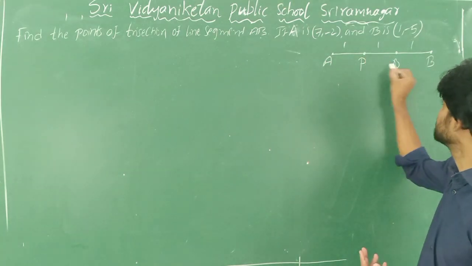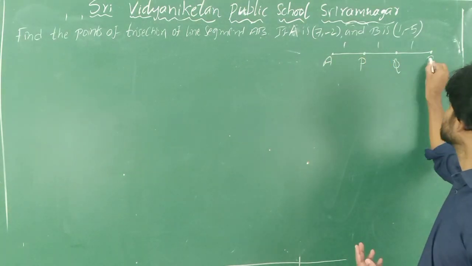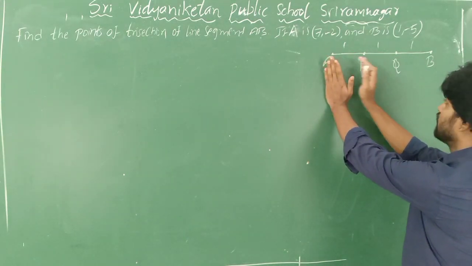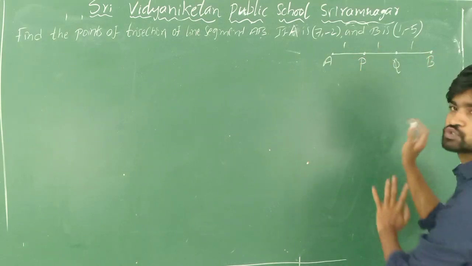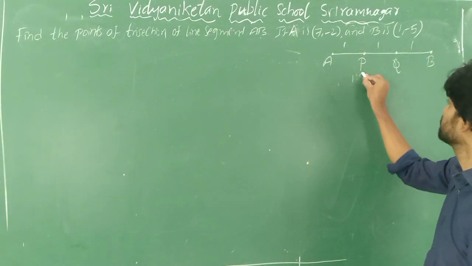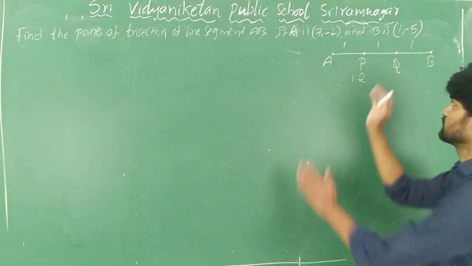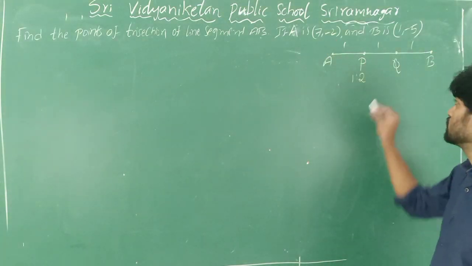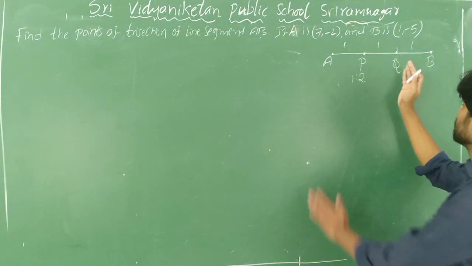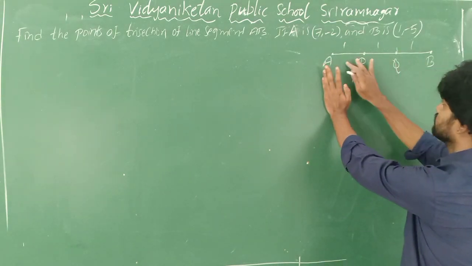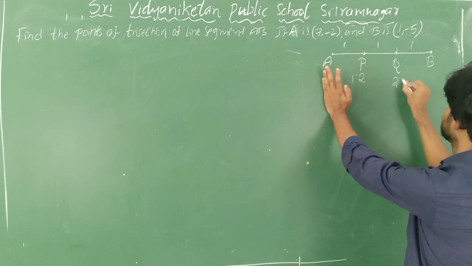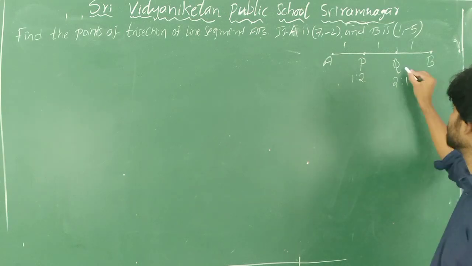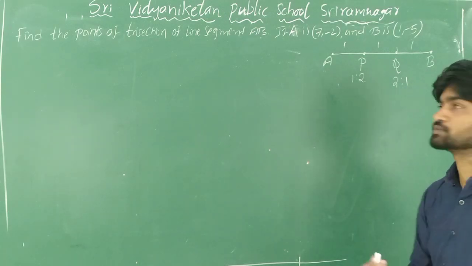Now in which ratio does this P divide AB? How many parts are there here? 1 part. After P, how many parts are there? 1 plus 1, 2 parts. So P divides in the 1:2 ratio. See here, AP is 1, PQ plus QB is 1 plus 1, 2. Now Q. In front of Q, how many parts are there? 1, 2 parts are there. After Q, how many parts are there? 1 part. So P divides in the 1:2 ratio and Q divides in the 2:1 ratio.